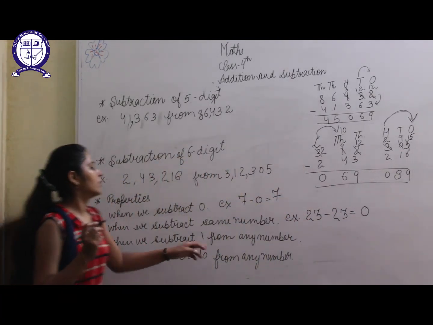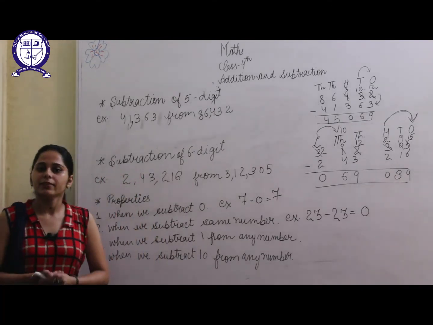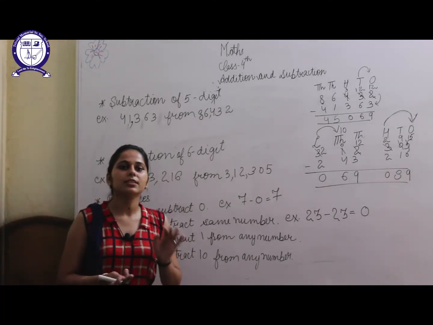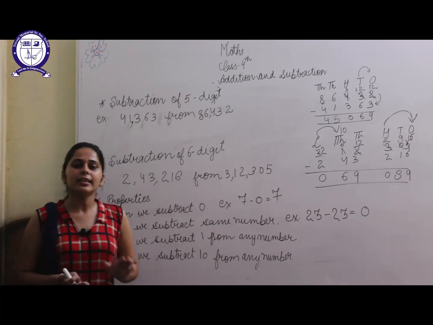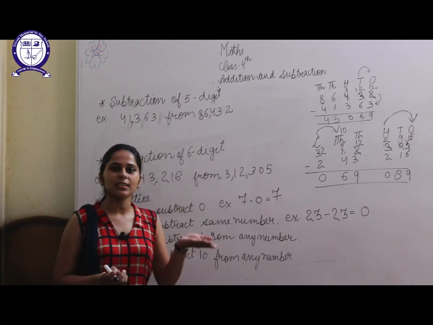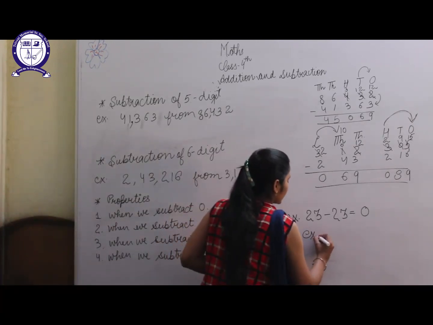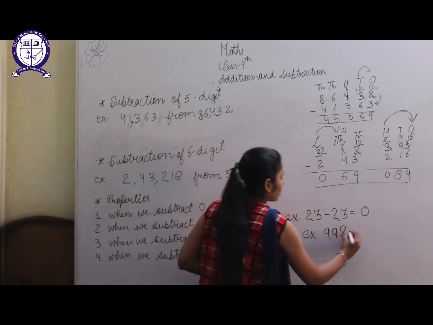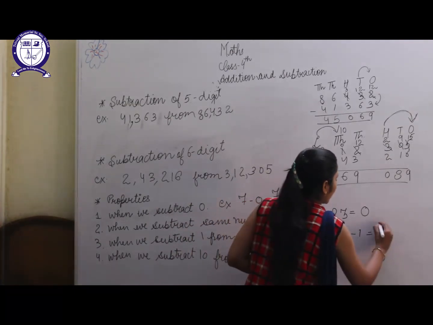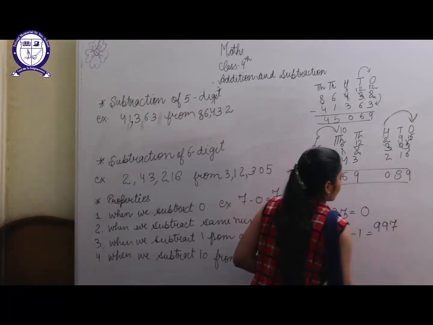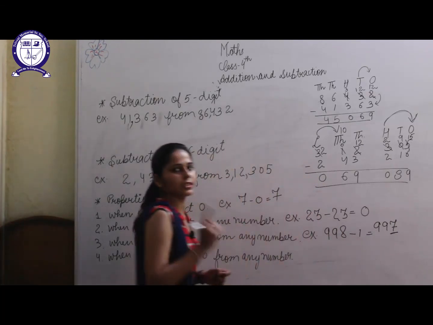When we subtract 1 from any number, the digit of the number at the 1's place will be decreased by 1. In the addition case, it increases. In the subtraction case, it decreases. Let's take an example. When we are subtracting 1 from 998, our answer will be 997. So here the 1's place digit is decreased by 1.